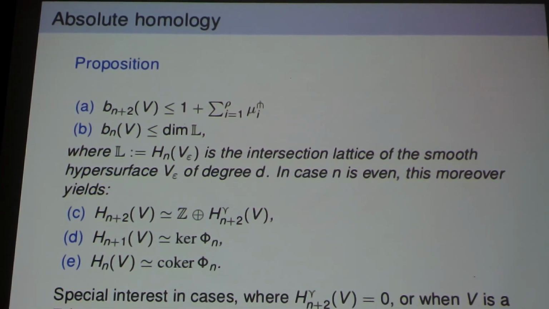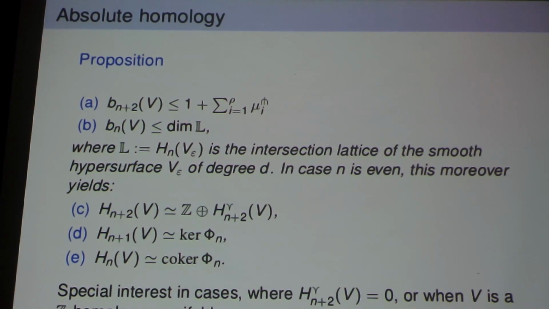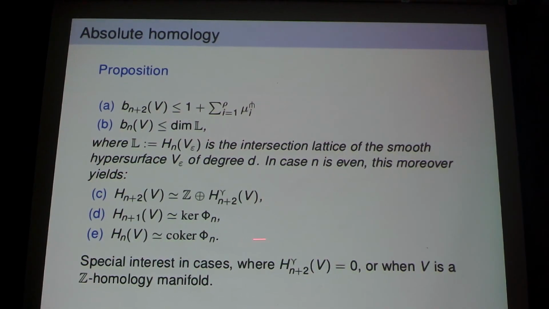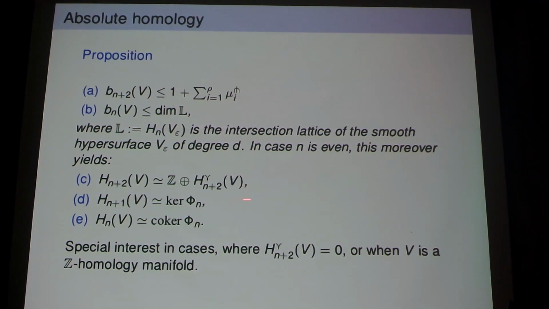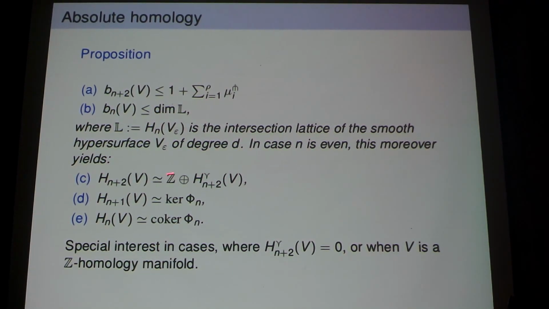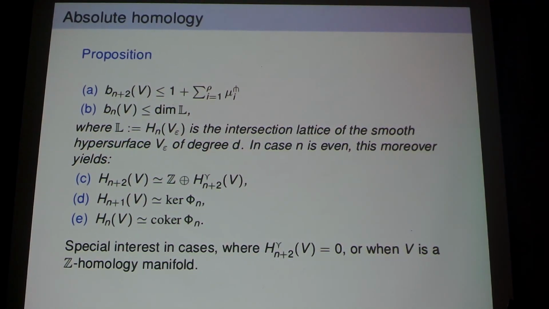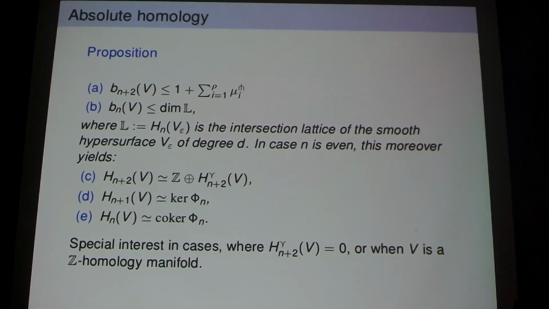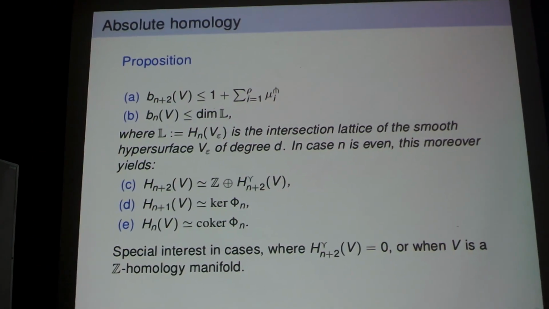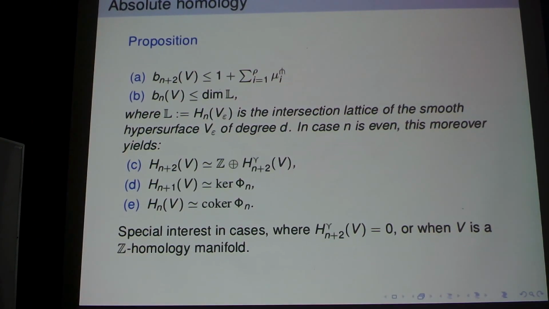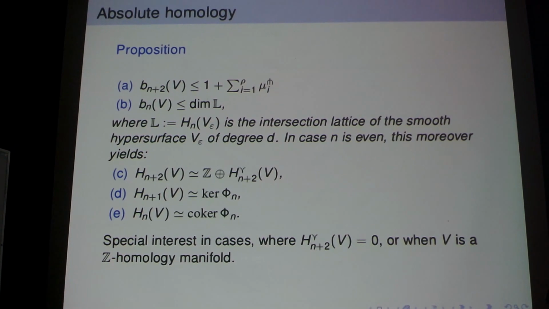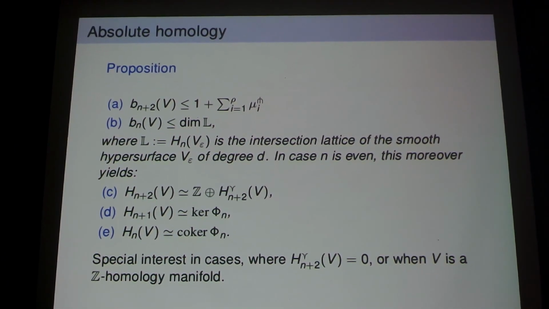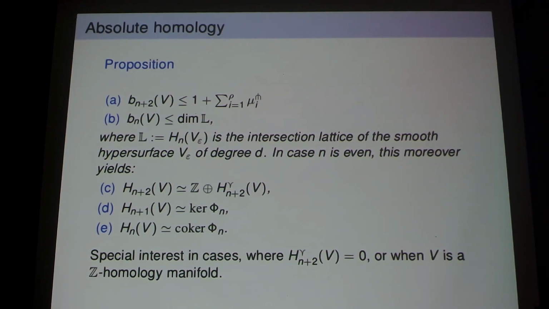And also here there are some cases of special interest, especially the case where this n plus 2 vanishing homology group is 0, and we had that in several examples. Then if this is zero, then you know this, indeed. And then you are almost exactly in the situation of isolated singularities. So everything depends on phi_n, and in this case I think phi_n is even more difficult to determine. So also here, of special interest are the cases where this guy is zero, and V is a Z-homology manifold.